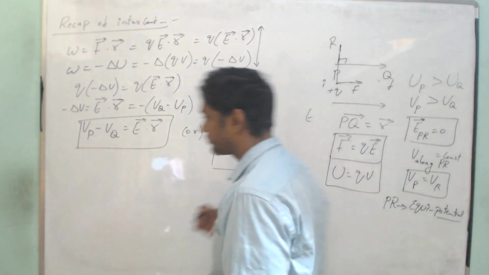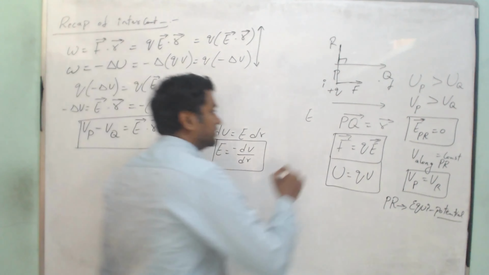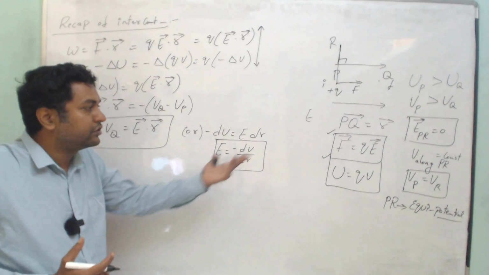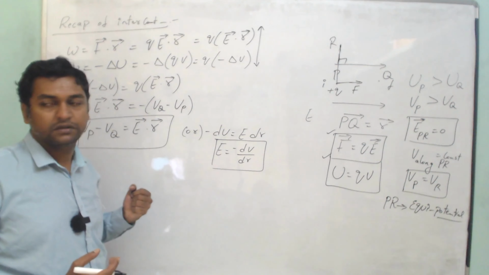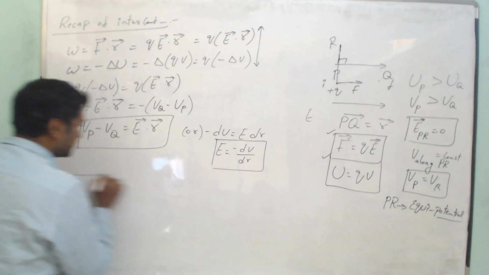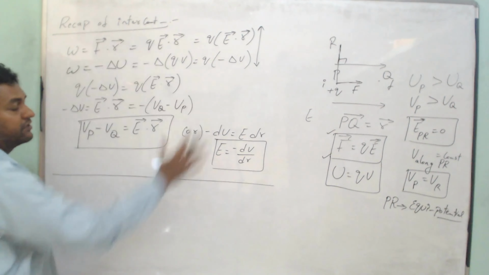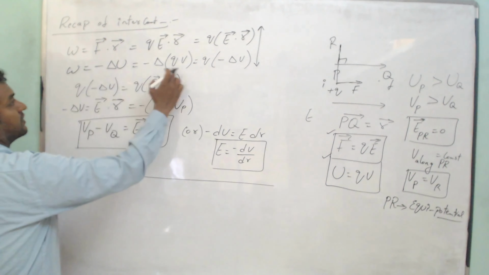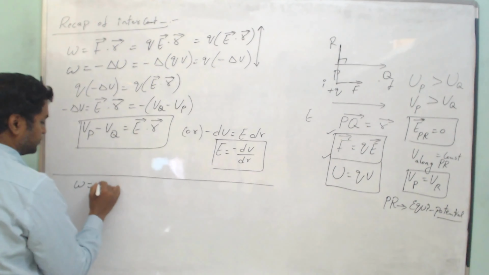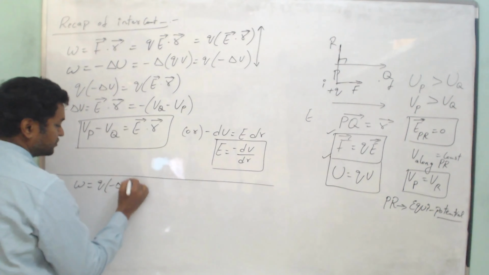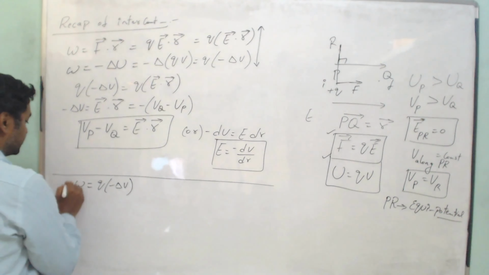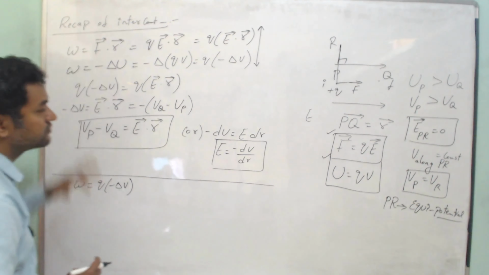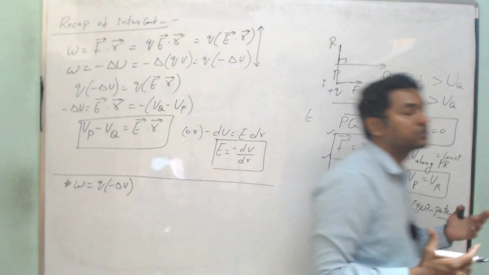Clear? See, this definition and this definition we already know from when we were doing the chapter. So what is the conclusion that we eventually made from all of this? One is that work done I can write as charge into negative of change in potential. Work done is negative of change in potential energy, that we already know. That is not a problem.